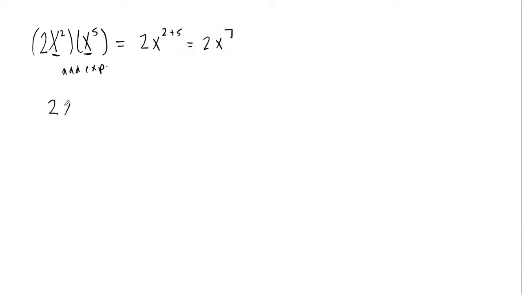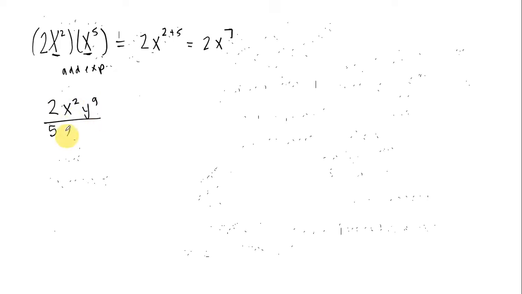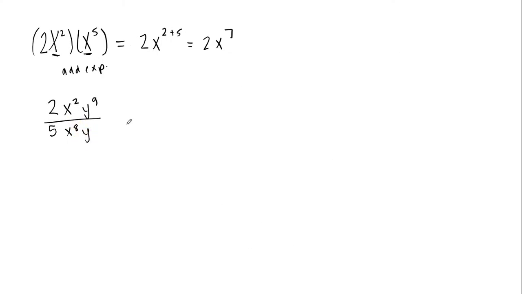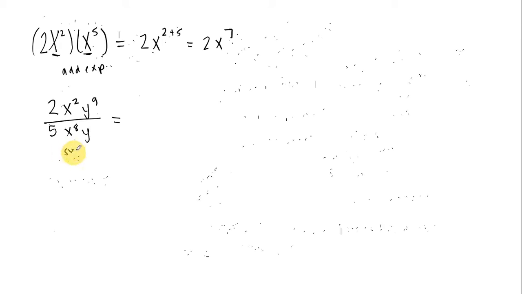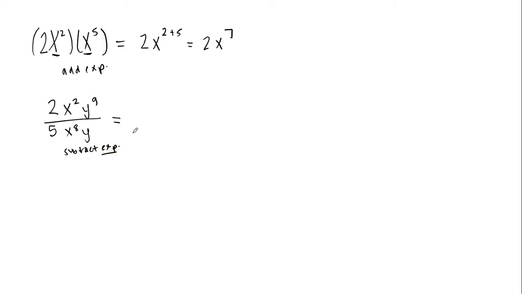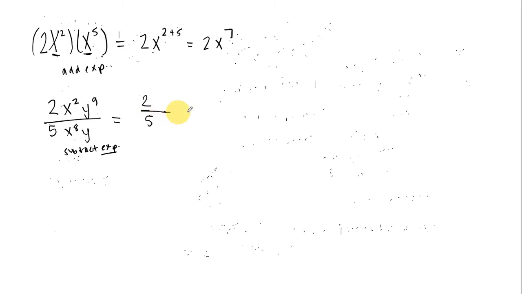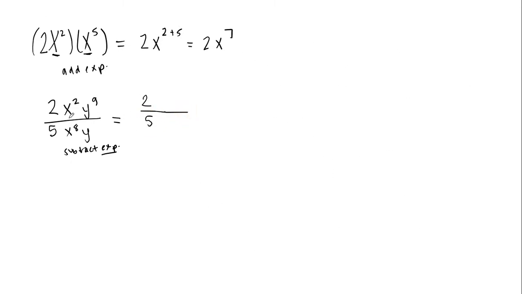If I have division, the division rule says when I divide and they have the same base, I would subtract their exponents. Remember, this is subtracting exponents. So let's go piece by piece. 2 over 5. Is 2 over 5 an exponent? No. These are coefficients. So 2 over 5 will stay 2 over 5. Those don't reduce into anything else.